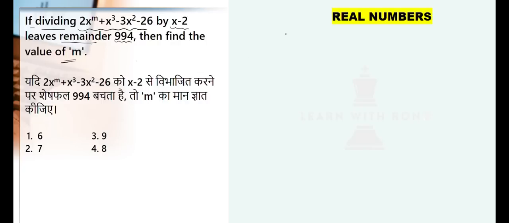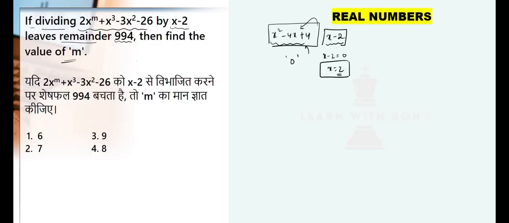Let me explain through an example. If the expression x square minus 4x plus 4 is completely divisible by x minus 2, what is the meaning of that? Which means x minus 2 is a factor of this expression, so x minus 2 is 0, x equals 2. Means if I substitute x value 2 in the given expression, I will get the remainder 0. So, that is the meaning of this expression being completely divisible by this value.